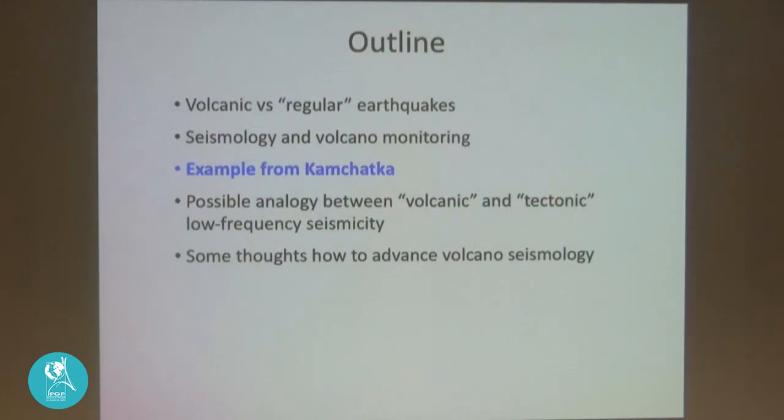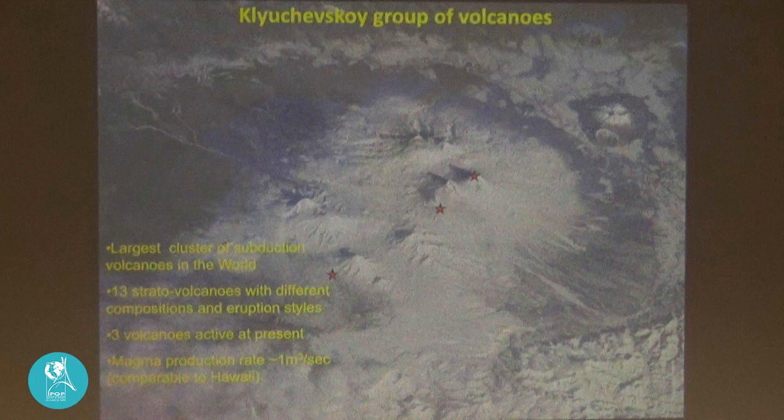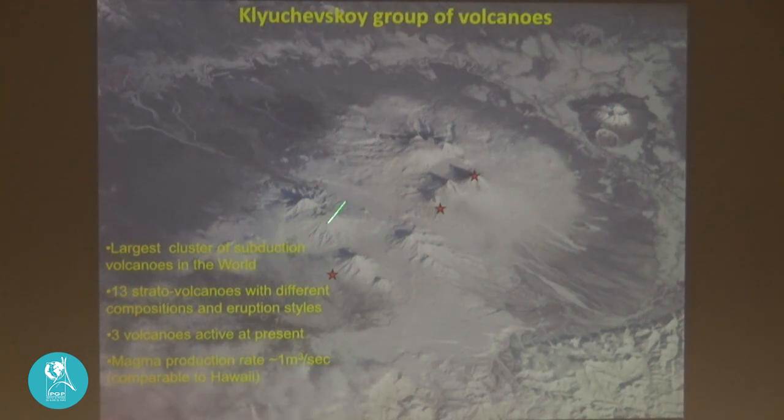Now I show you one example from Kamchatka where we only very partially did some of this, or we believe that we obtained some useful information. Kamchatka Peninsula, northwestern Pacific, is a very active subduction zone, and I focus on this Kluchevskoy volcanic group, my preferred place to study volcanoseismology and seismology in general, because this is a very active object.